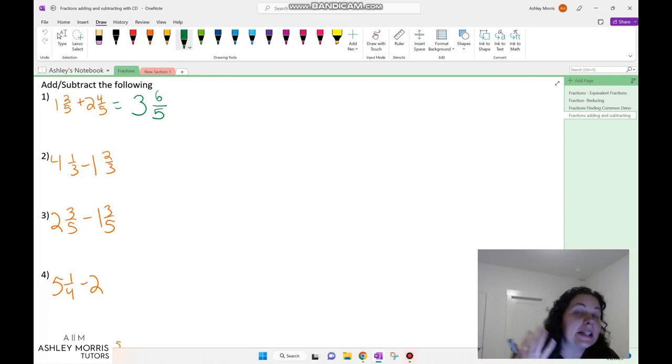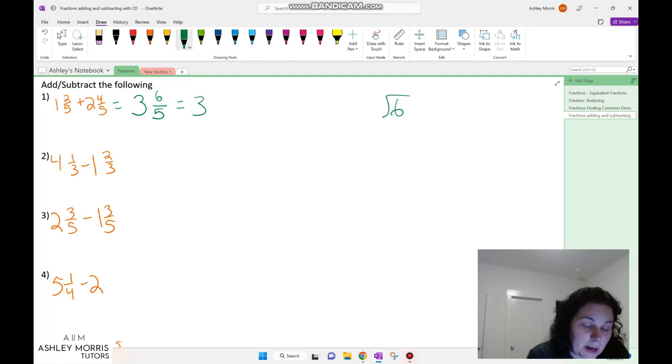So we're going to regroup this one. 6/5. I'm going to rewrite that as a mixed number. So I've got that 3 still, and then 6 divided by 5. 5 goes into 6 one whole time with 1 left over. So that means that this is really 1 and 1/5. Sorry, my denominator is 5.